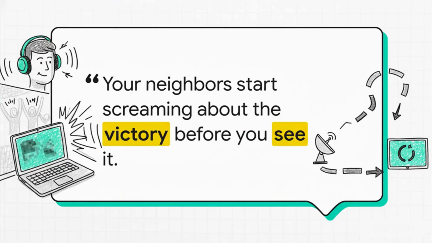And, oh, this one might hit a little too close to home for some of us. You're watching the final moments of a huge game. The tension is through the roof, and then you hear your neighbors erupt in celebration a full 10 seconds before you see the winning play. That spoiler is a perfect real-world example of what we're talking about. It's more than a glitch, it's a stolen moment.